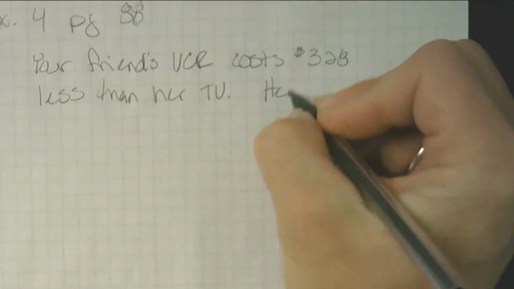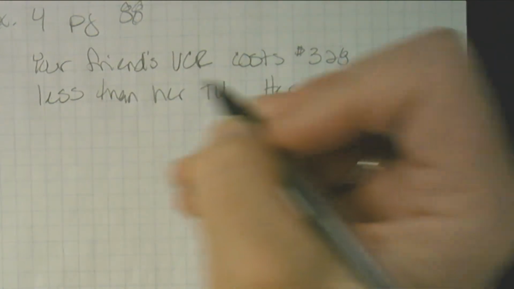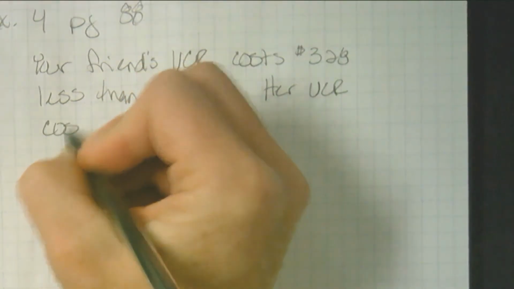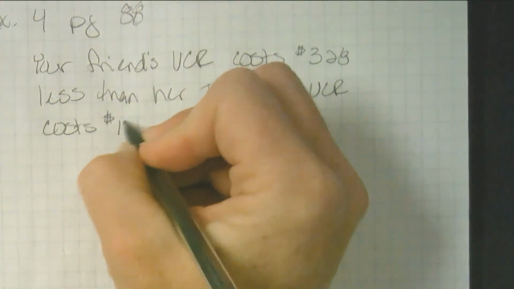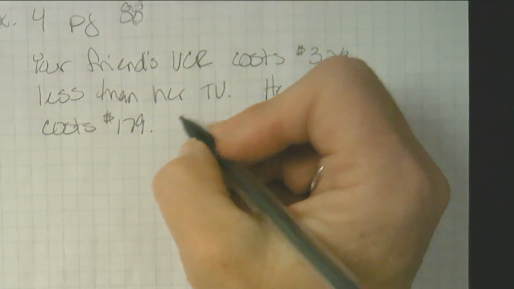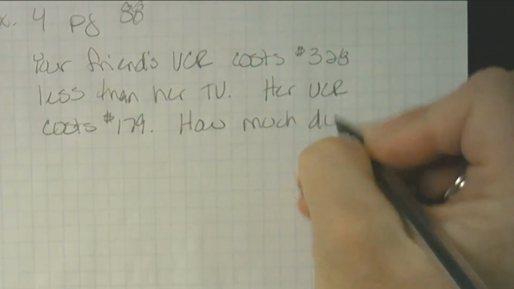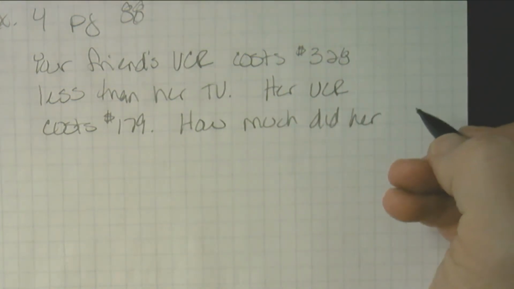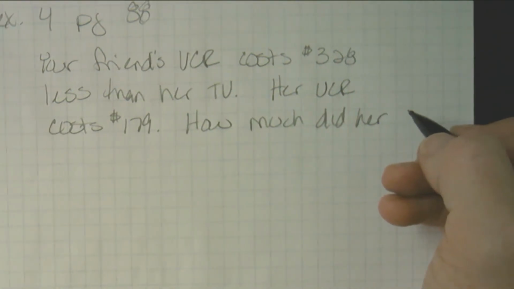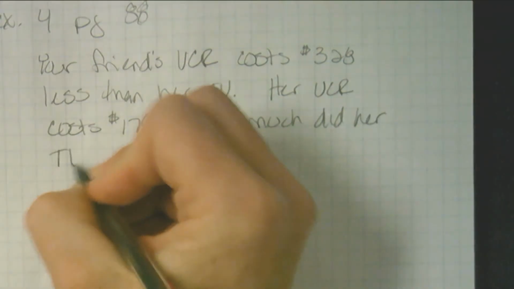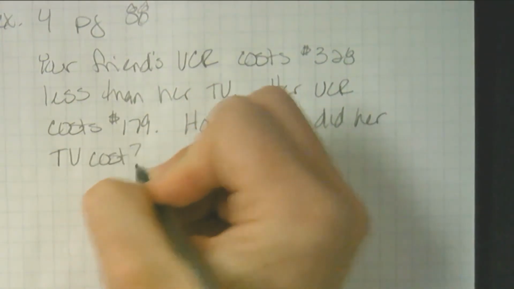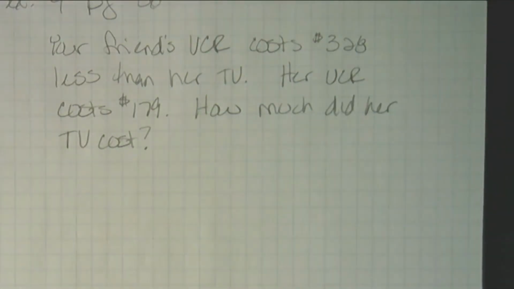Her VCR costs $179. How much did her TV cost? Do not do any math in your head at all right now. How much did her TV cost? Remember, I am training you to write equations.